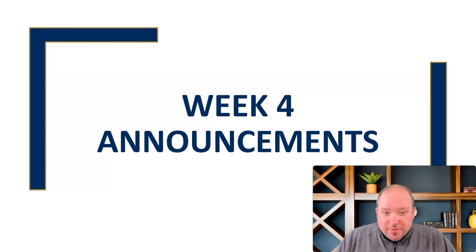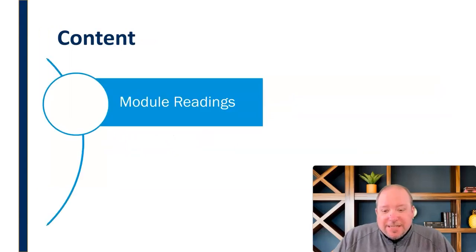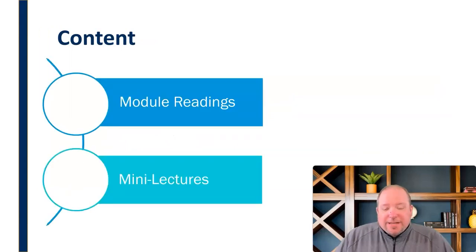Big week this week, you get your first part of the group project due, so let's get in and figure out what we're doing this week and what we have happening. First of all, as far as content, you have both the module readings and the mini lectures this week. We're looking at two different topics. The first is group norms: how do we establish and maintain group norms, and what are the benefits, the challenges, and the things that come along with that.